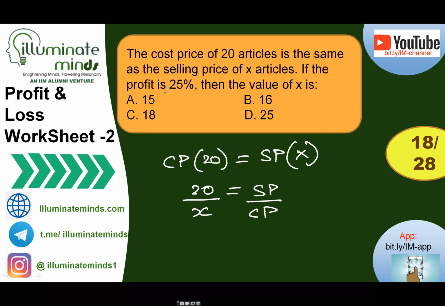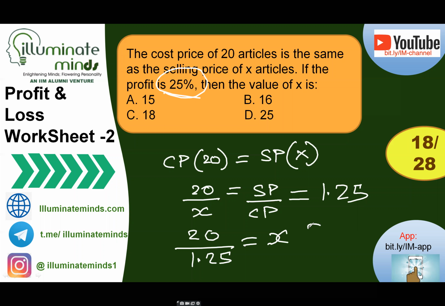It is written that the profit percentage is 25%, so I will make it equal to 1.25. So 20 divided by 1.25 is equal to X. 20 by 5 by 4 is equal to X. That makes X equal to 16. So the value of X is 16.